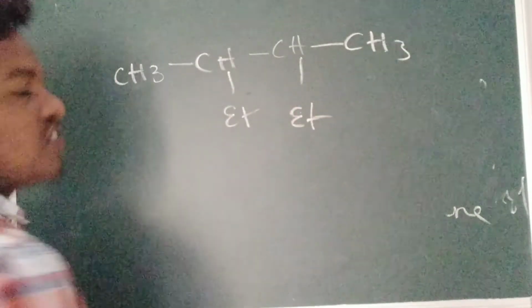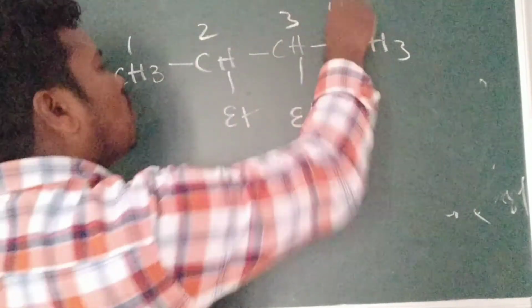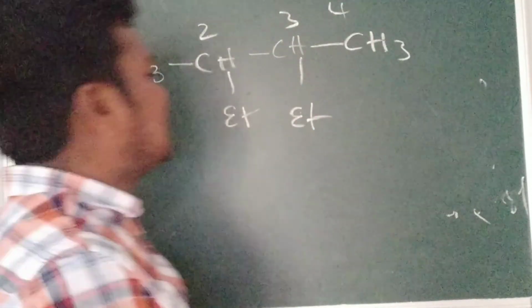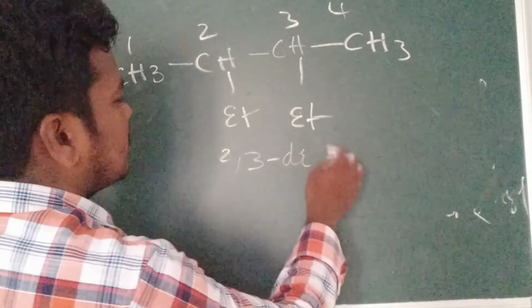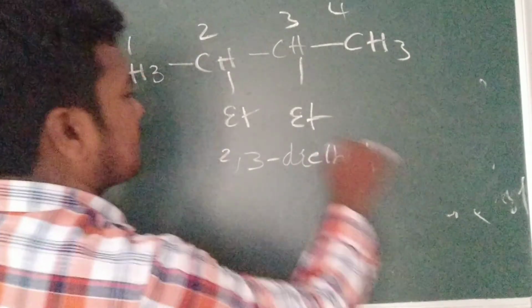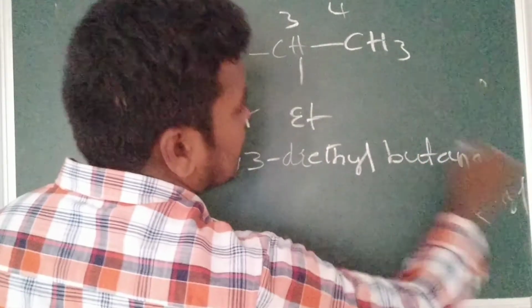What is its name? Already 1, 2, 3, 4. 2,3-di... how can you write? 2,3-diethyl butane. You will think that it is the correct one, but it is wrong.